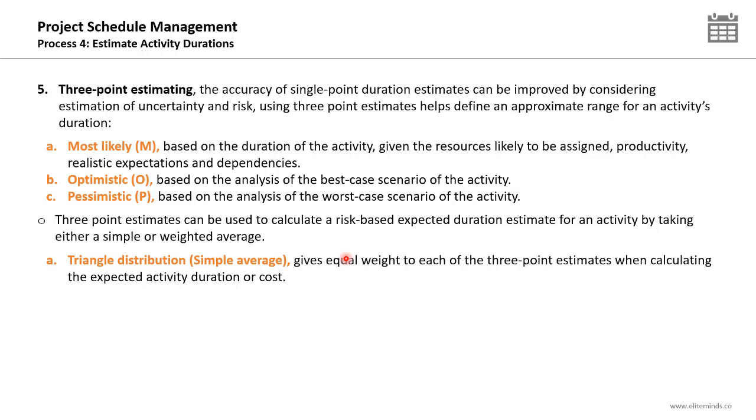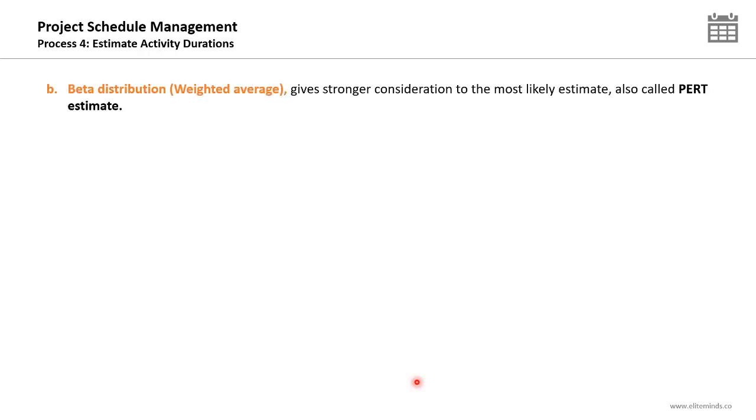The first one is known as the simple average or the triangle distribution. It gives equal weight to each of the 3-point estimates when calculating the expected activity duration or cost. The formula to find the triangle distribution or the simple average is the pessimistic estimate plus the most likely plus the optimistic, divided by 3.